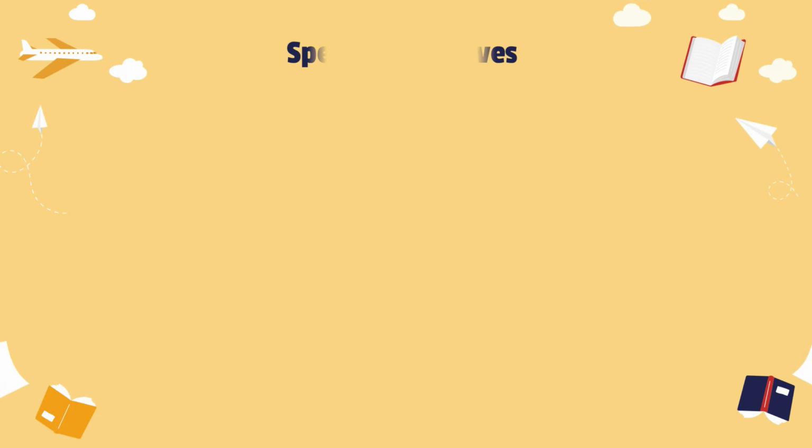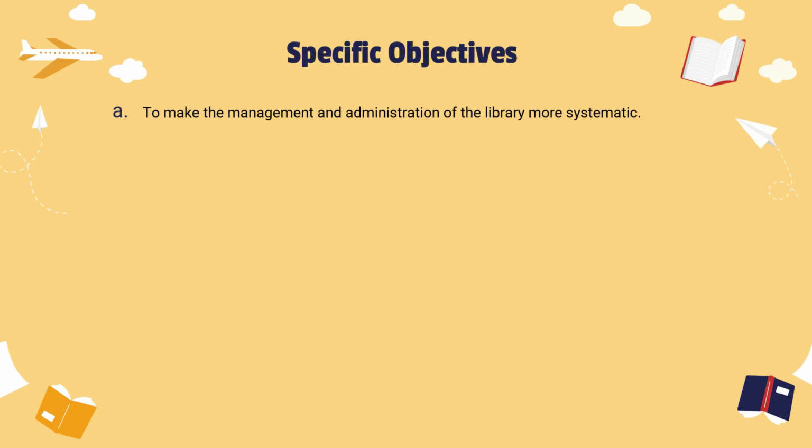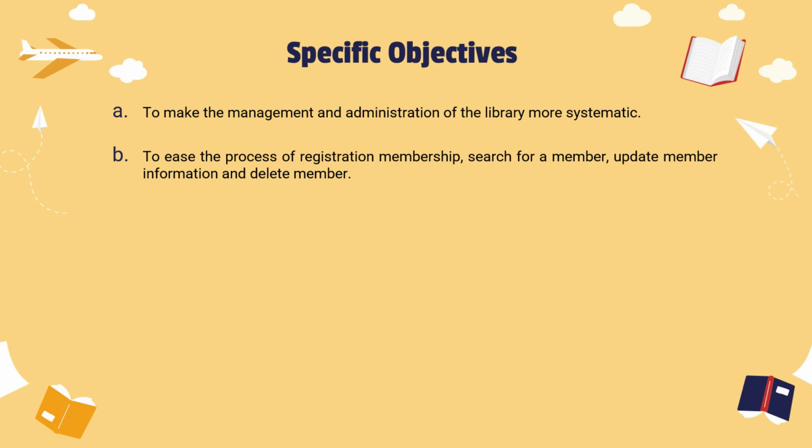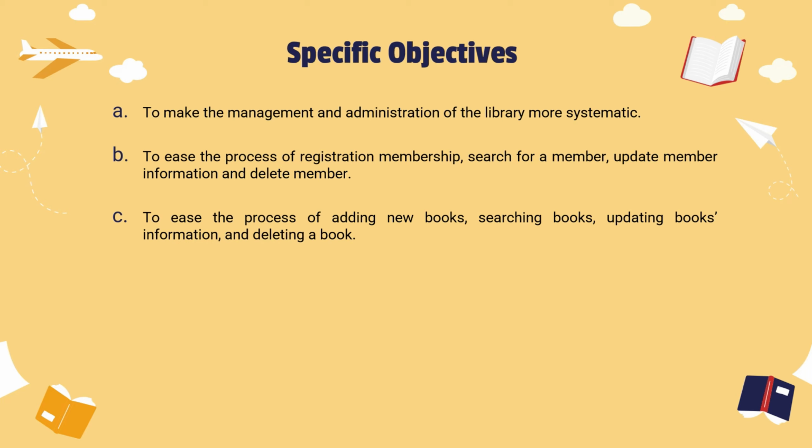Now, I would like to explain the specific objectives of a library management system. First of all, to make the management and administration of the library more systematic. Besides, to ease the process of registration membership, search for a member, update member information, and delete member. Next, to ease the process of adding new books, searching books, updating books information, and deleting a book.